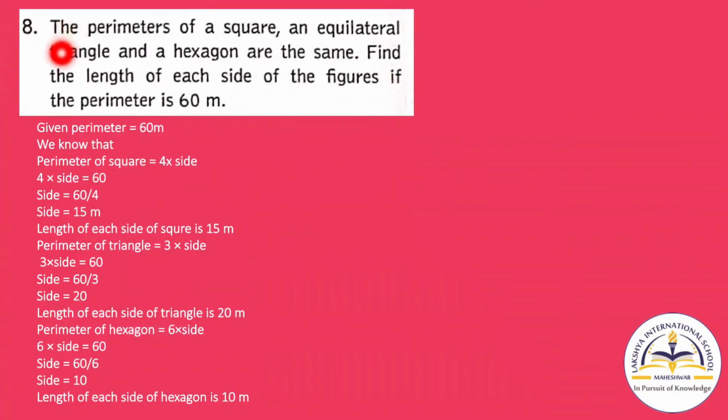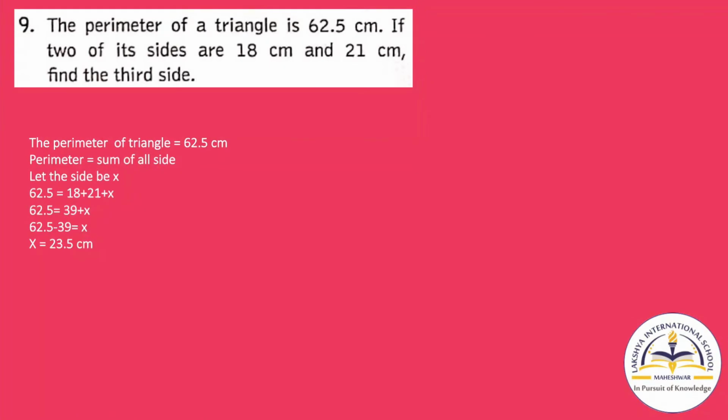Now question number 8. In the same manner you have to solve for the hexagon. Here it is given in the hexagon. It means we know the formula of hexagon, that is perimeter of hexagon equals to 6 into side. So accordingly you have to find out for this question. Now question number 9. The perimeter of a triangle is 62.5 centimeter. If two of its sides are 18 centimeter and 21 centimeter, find the third side.